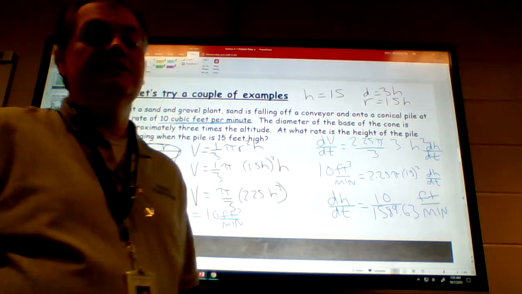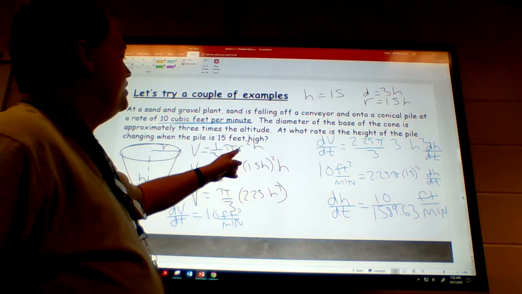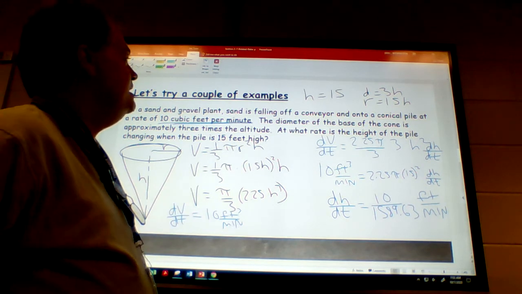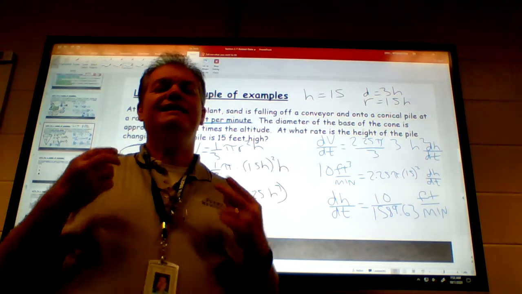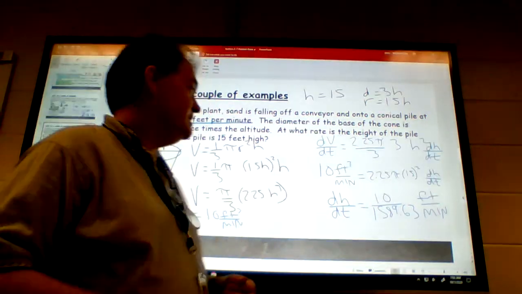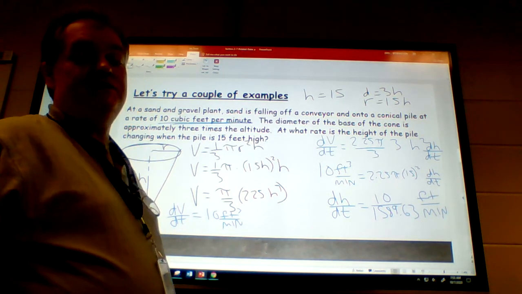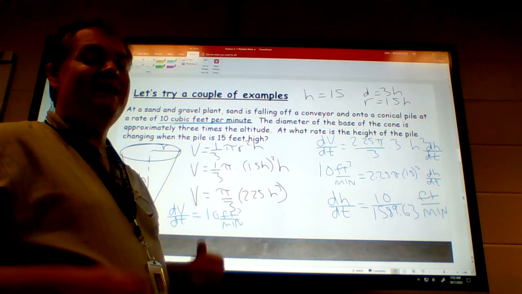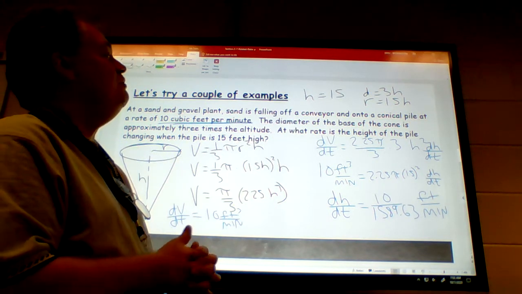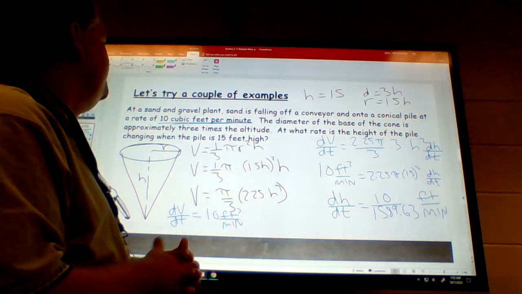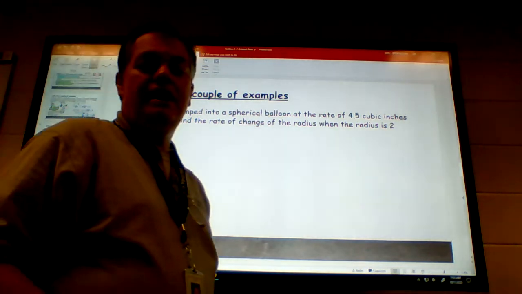Okay, before we move on to the next example, I want to emphasize a couple things. You'll notice here we have two variables on the right: r squared and h. When dealing with rate of change, you want to try to get it down to one variable. In this case, we knew that the diameter was 3 times the height. Well, the radius, of course, is half the diameter, so it's 1.5. We got everything in terms of the height, which is also what we're looking for anyway. At what rate is the height of the pile changing when the pile is 15 feet high? So we got that.